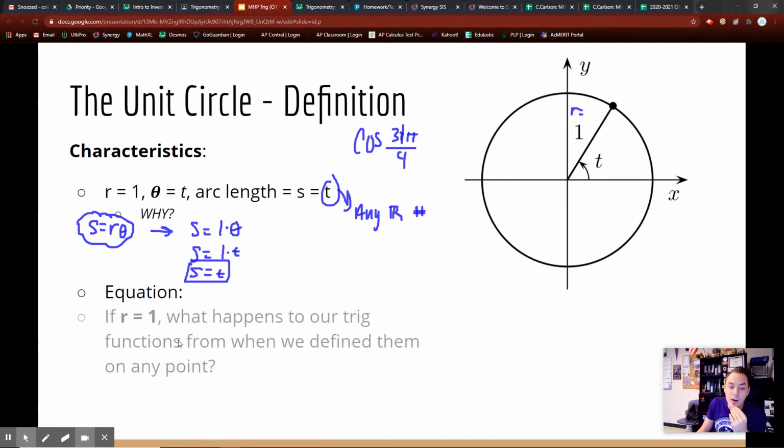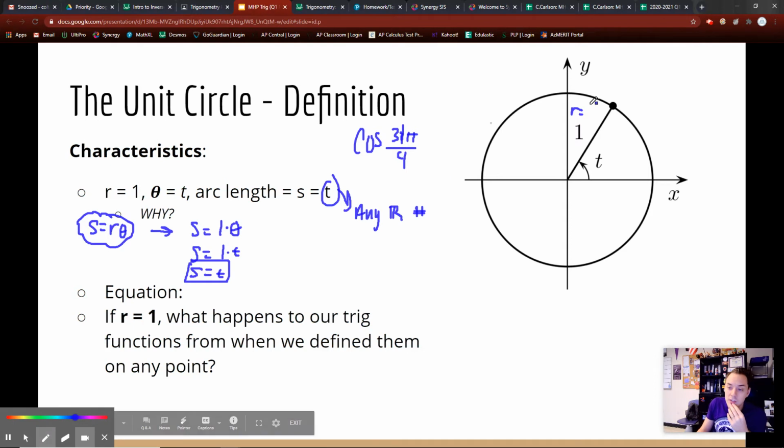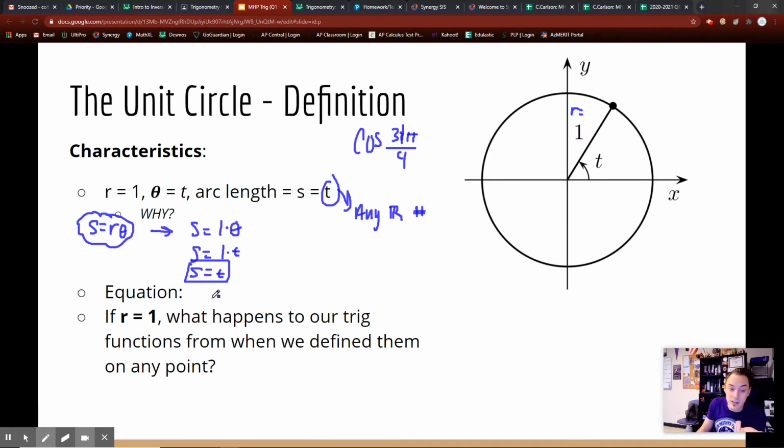So what's the equation of this? The equation of this circle then, if r equals 1, and if it's a circle and the center is 0, 0, the equation is straight up just x squared plus y squared equals 1. This is my equation of a circle.